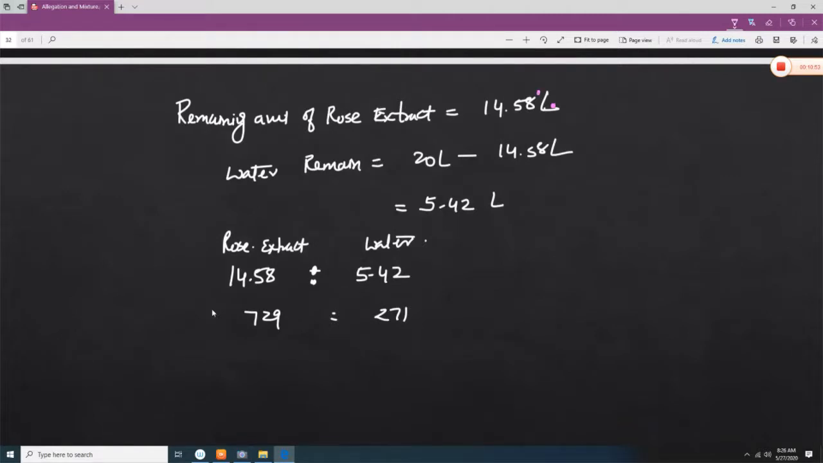Water remaining: now 20 is the original value minus 14.58 is the remaining rose extract. So 5.42 liters is the water. So rose extract is 14.58 and water is 5.42. When we convert into ratio, it is 729 is to 271.